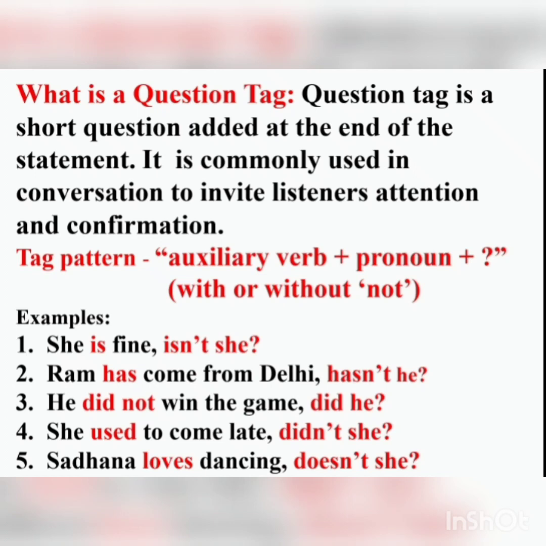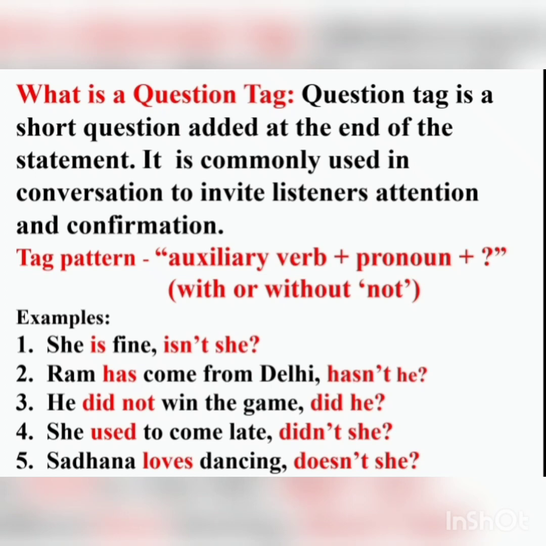And the third one is, he did not win the game. Did he? Here, the main part is negative, so we have to use a positive tag. As we have seen already, we have to use the auxiliary verb found in the main part, did, and the pronoun he.